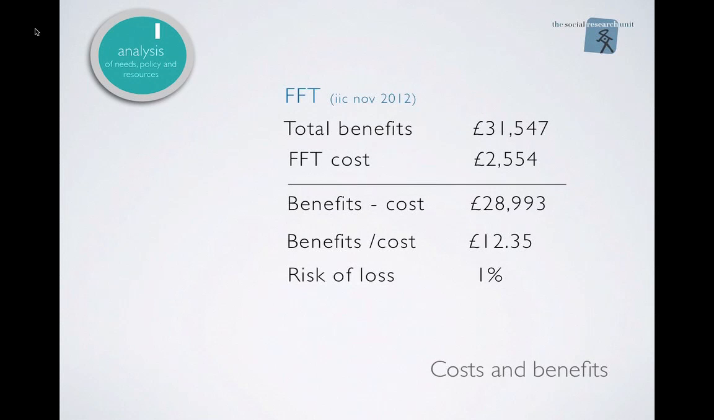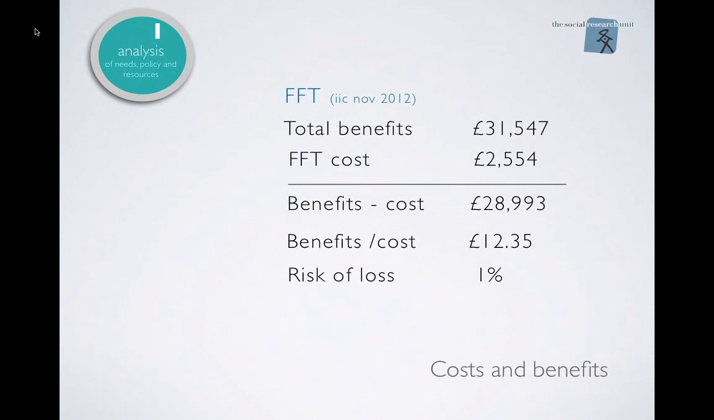On this slide you can see what the net benefit is of functional family therapy, and you can see that it's about £29,000. This also shows us the risk of loss. Because it's 1%, what that tells us is that 99 times out of 100, when you implement functional family therapy, you will at least break even.